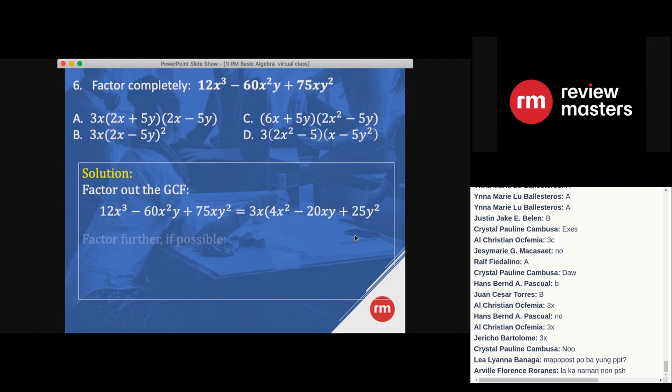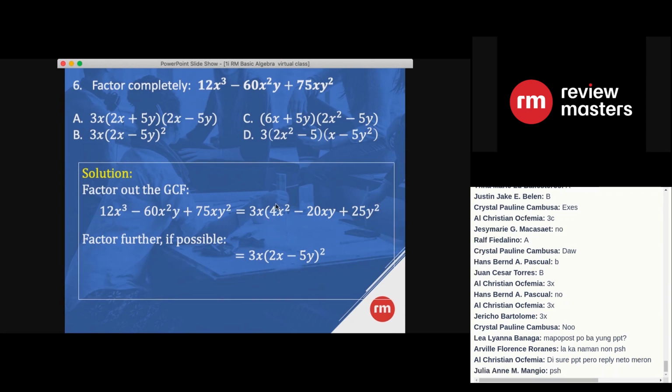No, so let us look first. Is there anything else we can factor? Okay. So this one can still be factored. And the factor of that one is 2x minus 5y squared. Okay, because this is a perfect square trinomial. So you will have 3x times the quantity 2x minus 5y squared. So therefore, this is your final answer, and that is choice letter B. Okay?